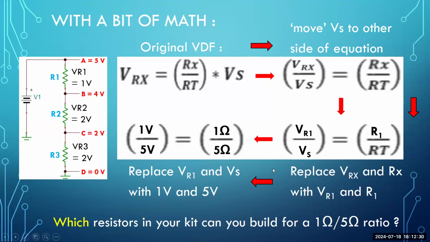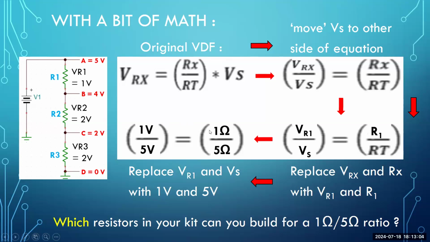Next, follow the red arrows. We're going to come over here, leftwards. And what you're going to see is we're going to replace VR1 and VS with something very simple. Well, we stated that the voltage source is going to be 5 volts, and the VR1 we calculated on the previous page was 1 volt. So 1 volt over 5 volts is the ratio that we get when we use our calculated voltage across R1 across the total of 5 volts.